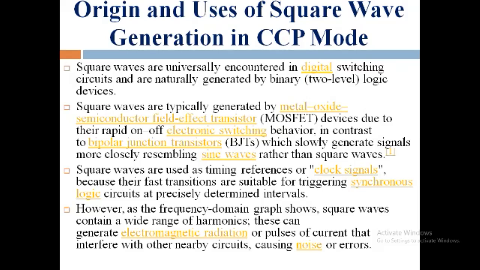Square waves are used as timing references or clock signals because their fast transitions are suitable for triggering synchronous logic circuits at precisely determined intervals. However, as the frequency domain graph shows, square waves contain a wide range of harmonics. This can generate electromagnetic radiation or pulses of current that interfere with other nearby circuits, causing noise or errors.